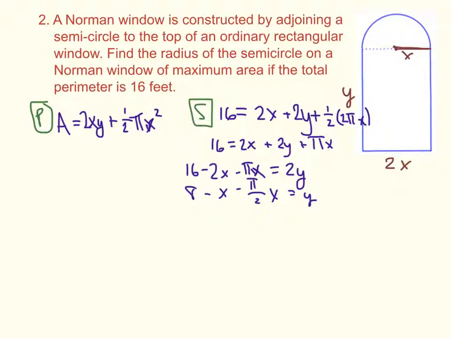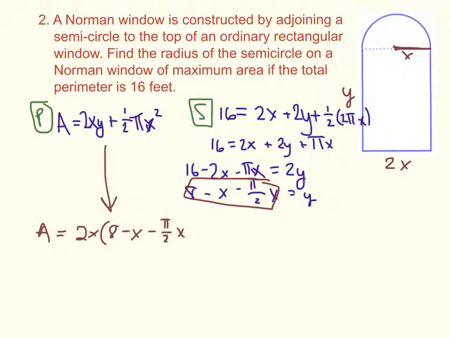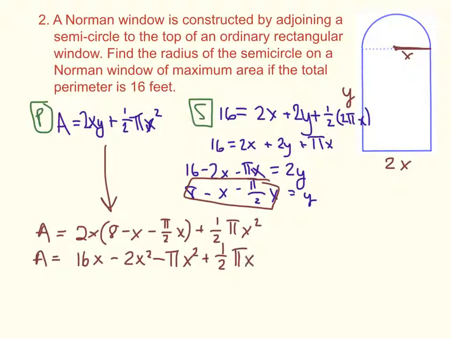Okay, so now of course I've got to take that pretty ugly expression for y and put it in my primary equation. So I'd have A equals 2x times 8 minus x minus pi over 2 x, plus 1/2 pi x squared. All right, so let's clean this up. So I'd have A equals 16x minus 2x squared minus 2x times pi over 2 x. Well, the 2's are going to cancel, so I would get just pi x squared. And then plus half pi x squared.